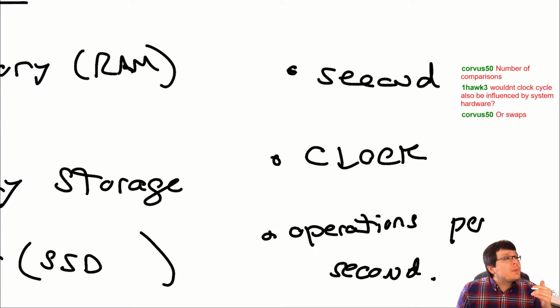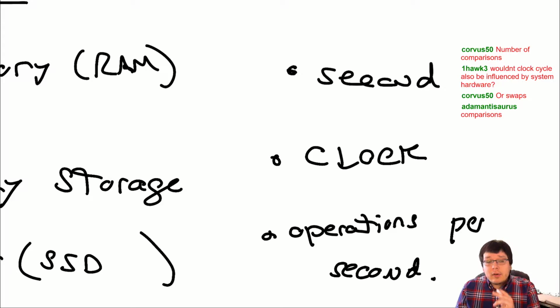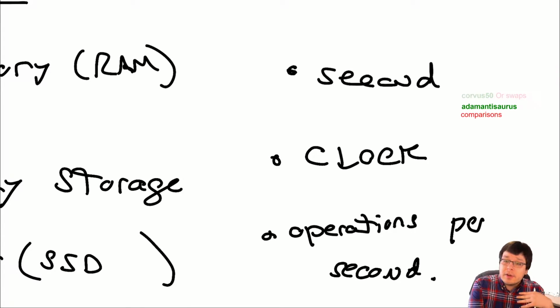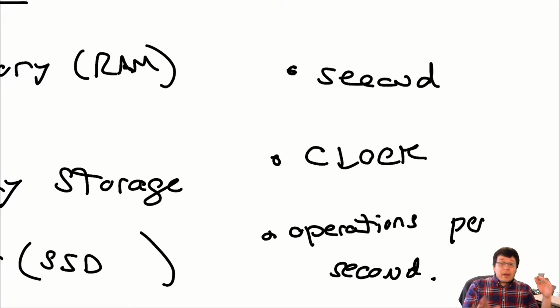Wouldn't clock cycle also be influenced by system hardware? Clock cycle can be faster or slower, but the number of ticks would remain consistent if your hardware can do certain operations per tick, which is why, yes, you're right, there's some variation, so that's why it's a little bit iffy, but at the same time, it's much better than seconds. So comparisons or swaps, that's very, very good, both of those.